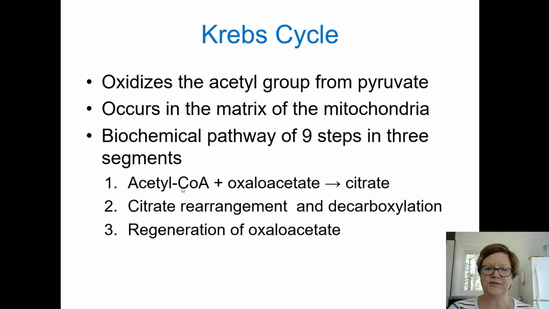Then the citrate is going to be rearranged and decarboxylated. You remember that decarboxylation means removal of a carboxyl group, which means release of carbon dioxide. So there's going to be 2 decarboxylation reactions, so 2 CO2s are released for each acetyl-CoA that starts the whole process. And then the remaining structure will be regenerated into oxaloacetate. So the 4-carbon molecule that's left behind gets rearranged and becomes oxaloacetate again, which means that the oxaloacetate can then accept another acetyl-CoA and the steps can continue.